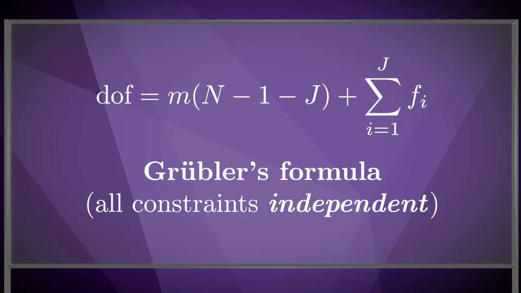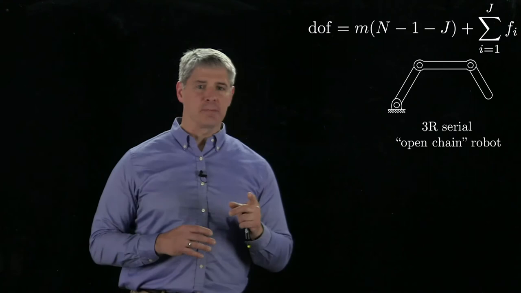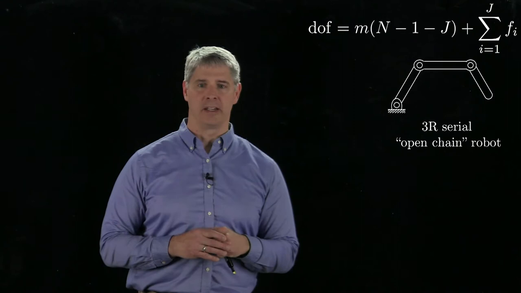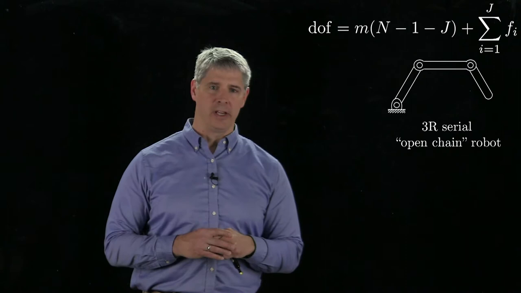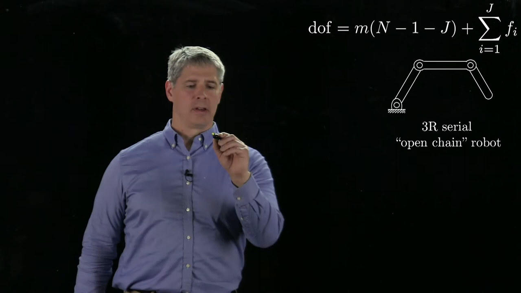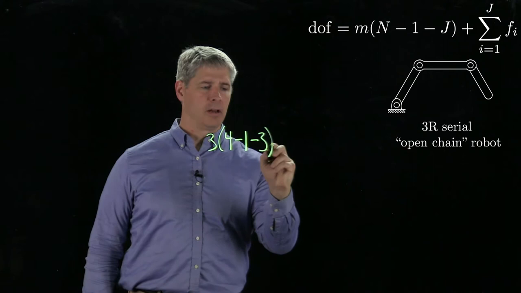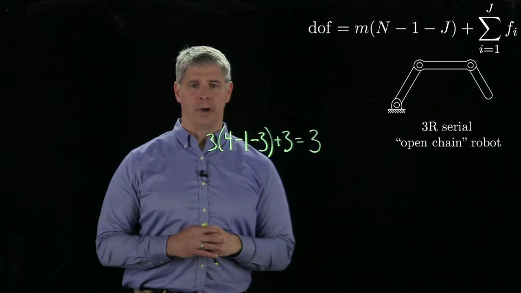So let's apply Grubler's formula to a few mechanisms. The first mechanism is called a serial or open chain robot because there is a single path from ground to the end of the robot. It's called a 3R robot, meaning it has 3 revolute joints. This planar robot has m equals 3, n equals 4, and j equals 3, and 1 degree of freedom at each joint. Grubler's formula tells us 3 times (4 minus 1 minus 3) plus 3 equals 3 degrees of freedom for the 3R robot, as we would expect.